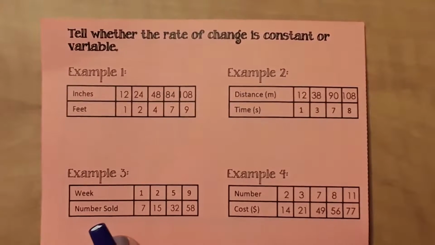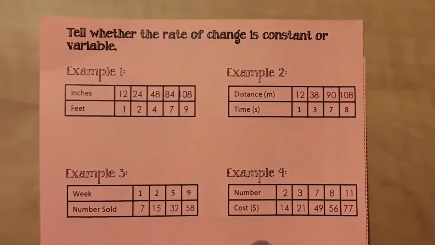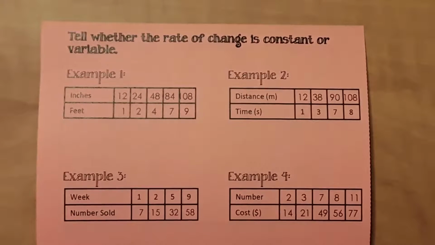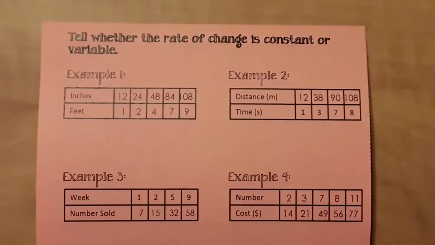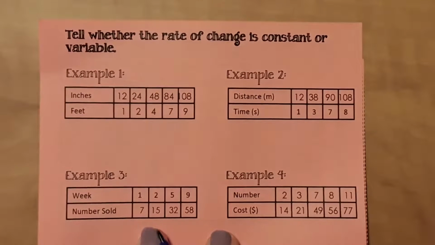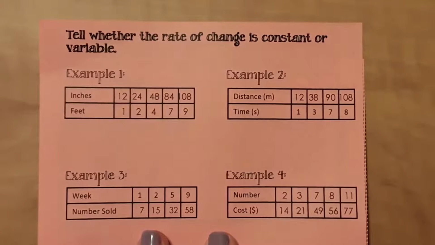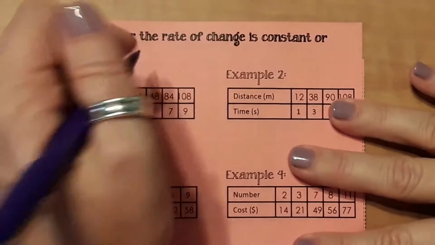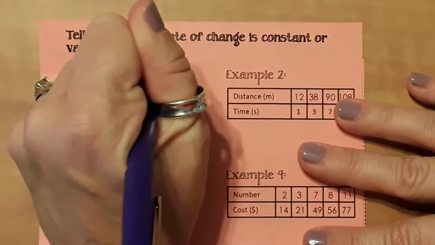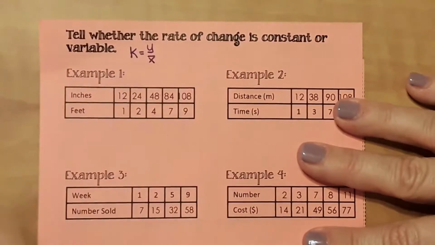We are now discussing the rate of change, dealing with slope. We need to find out whether the rate of change is constant or variable. Constant, as we discussed before, must be the same answer over and over again. If it's variable, it will vary, so our answer will vary. With that, we're going to use the equation k equals y over x.